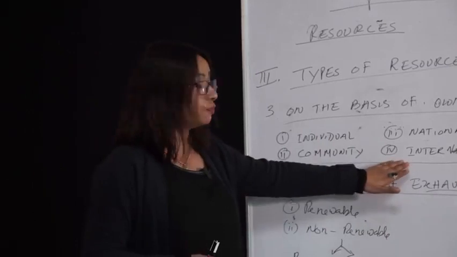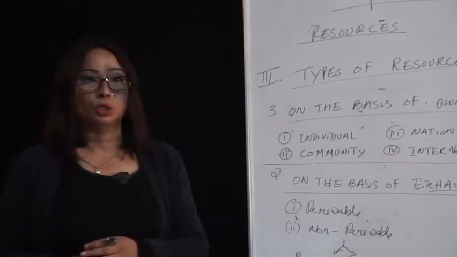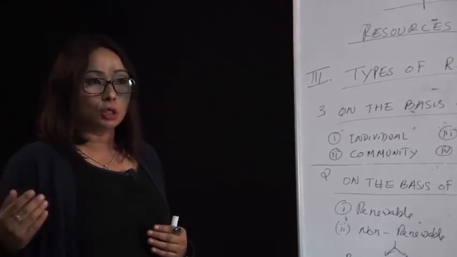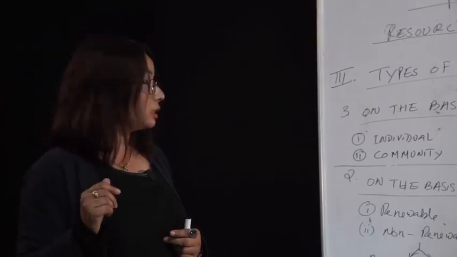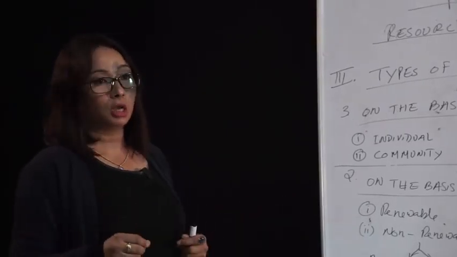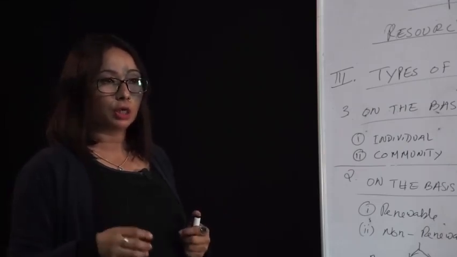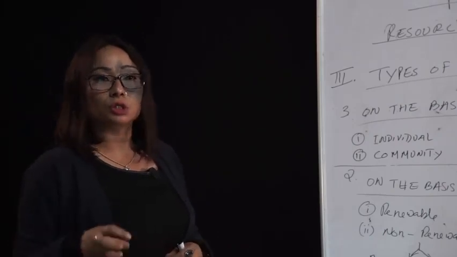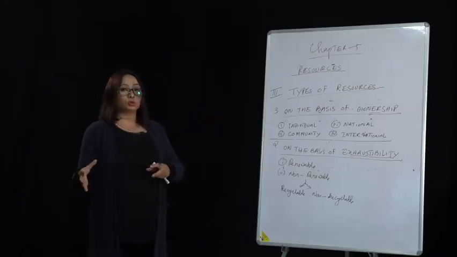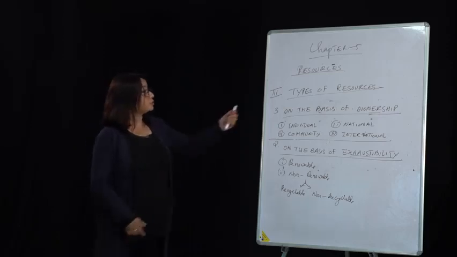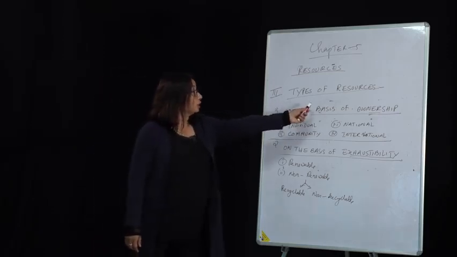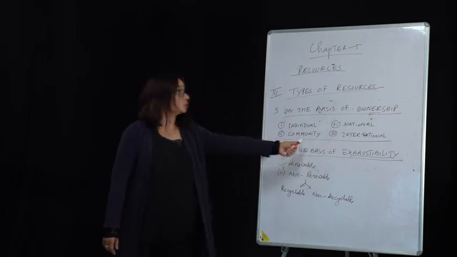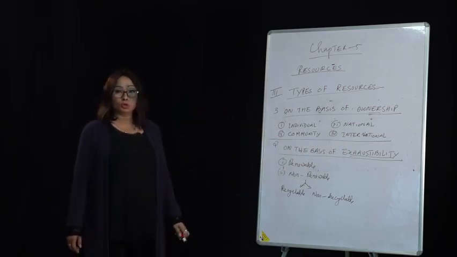Now, the fourth one, international. For example, in the ocean, beyond 200 kilometers, it belongs to the international community. So an individual nation like India or any other country cannot do as they wish. They cannot go and mine resources there. They have to take permission from the international institutions in order to access those resources. So, on the basis of ownership, there are 4: individual, community, national, and international.